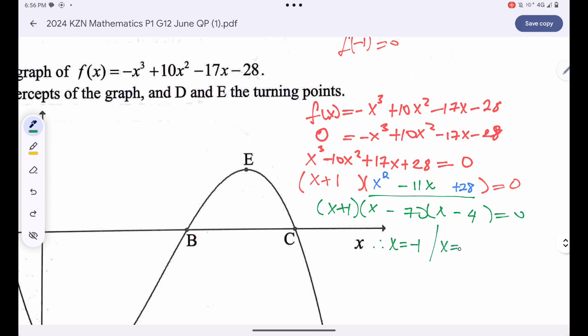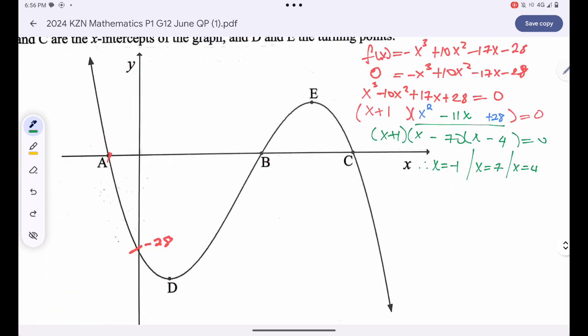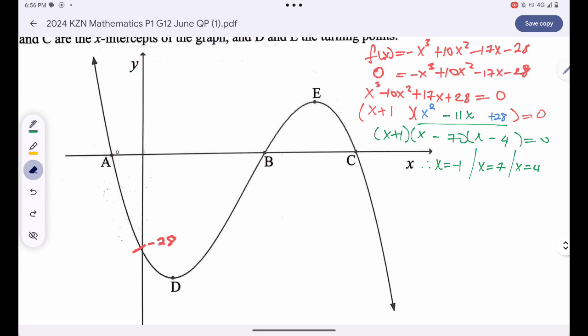So therefore, for the x-intercepts, I have x is equal to negative 1. The other one, x is equal to 7, and then I have x is equal to 4. So that means over there, the x values are negative 1, 4, and 7.